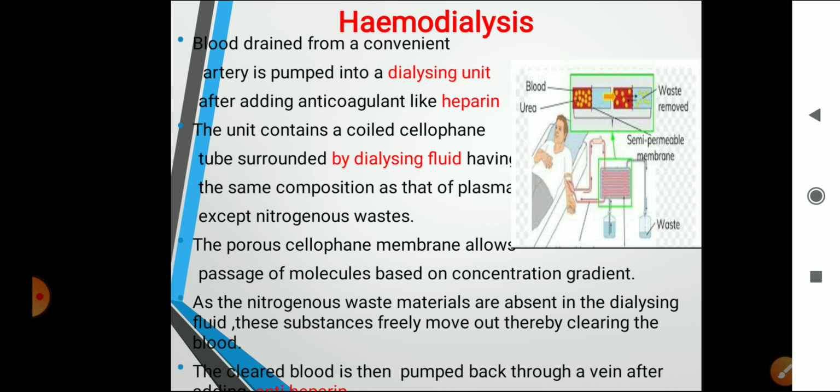Hope you all understood. So that is all about the regulation of kidney function and the disorders associated with the human excretory system. With this, we have completed chapter 19, that is excretory products and their elimination. Hope you all understood this chapter. Okay, thank you.